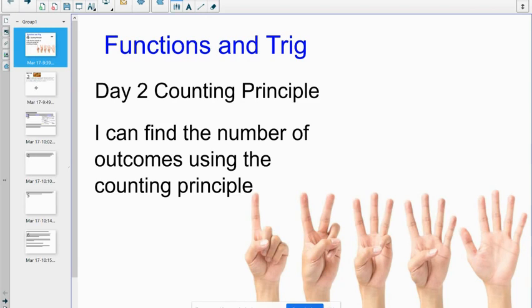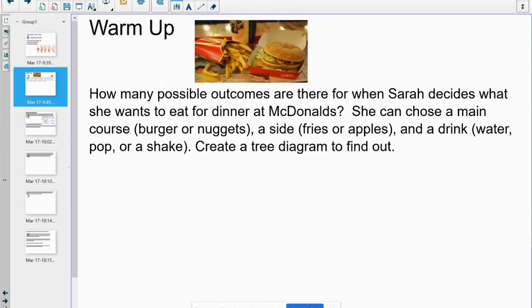So moving on here to the second slide, our warm-up says how many possible outcomes are there for when Sarah decides what she wants to eat for dinner at McDonald's. She can choose a main course, either a burger or nuggets, a side, french fries or apples, and a drink, water, pop, or a shake. And you're going to be creating a tree diagram, which is what we did in the last unit, to find out.